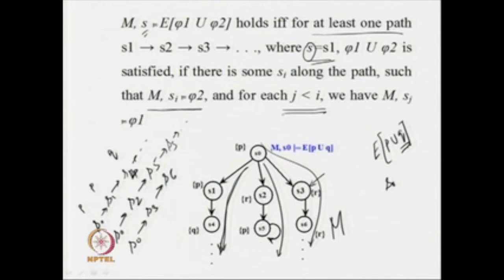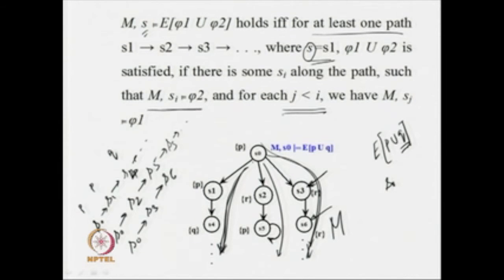Since in this path we are showing an infinite sequence, far behind we may get a state where Q is true, but at least we will find a state where P is not true. Secondly, at S 6 P is not true, that means P will not remain true until Q becomes true. So, this path does not satisfy E P until Q. But in this case at least we have got one path, so from that we can conclude that in state S 0, E P until Q is true. Okay, so this is the way that we define the meaning of our CTL formula.